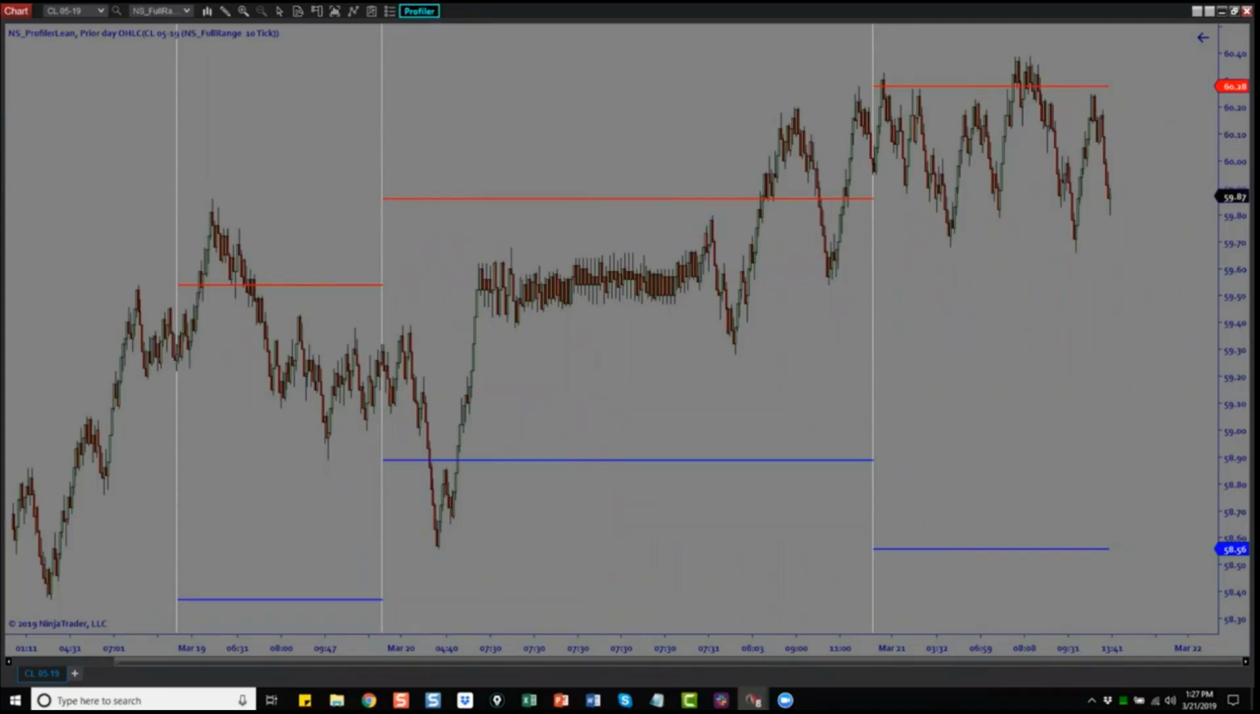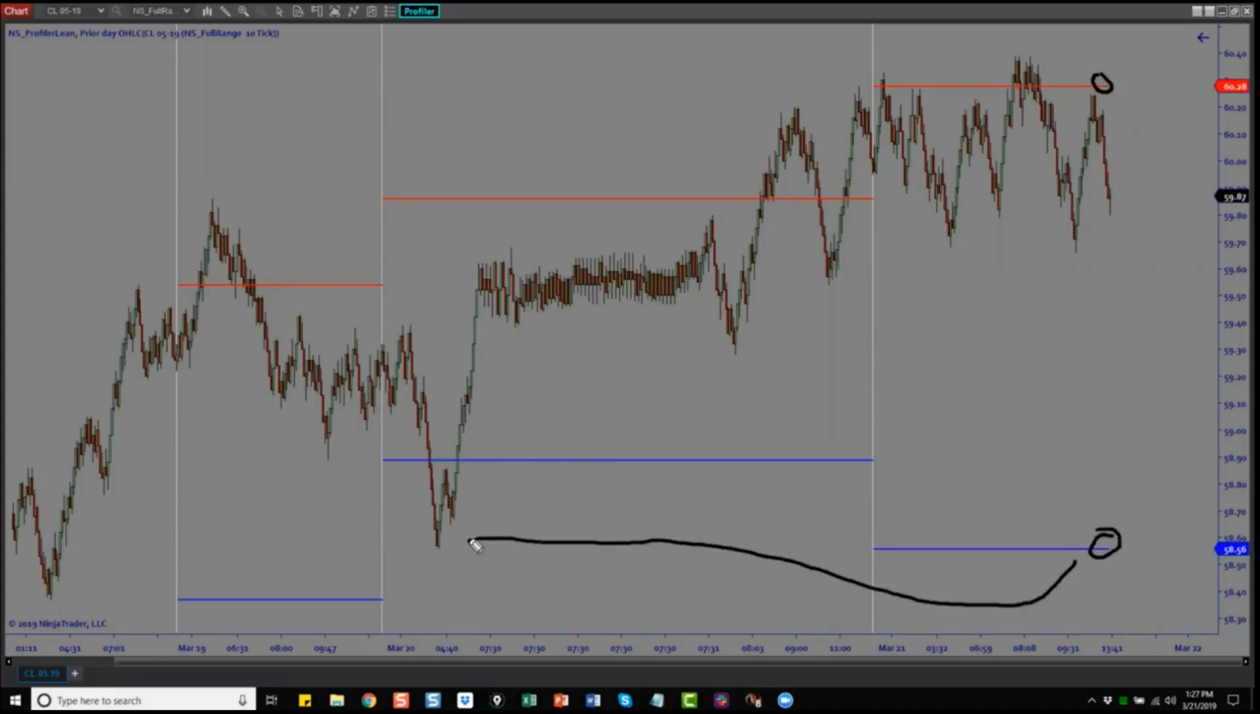I answered it earlier. This red line and this blue line is yesterday's low and yesterday's high. The market traded here to here, all the way up. That's the auction. This was the most expensive price, and this was the cheapest price. That's where they were able to get the market to, and that's where the market stopped.